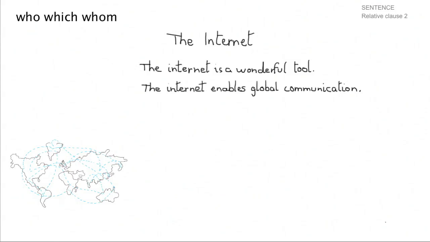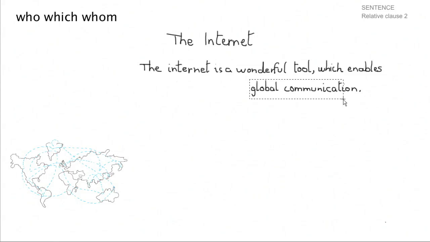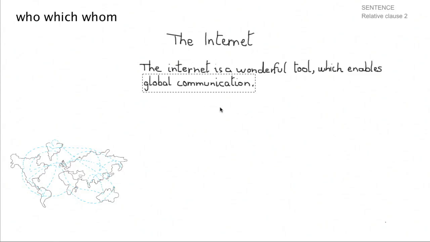Okay, I'm going to join those 2 sentences together. First thing I need to do is put a comma there. Don't forget the comma, and write which, because we're talking about things now. Now I grab the verb enables and I put it up there. Then I get my little eraser and I rub that out. We don't need that anymore. And I'll just grab global communication and move it over there. There we are. The internet is a wonderful tool which enables global communication.